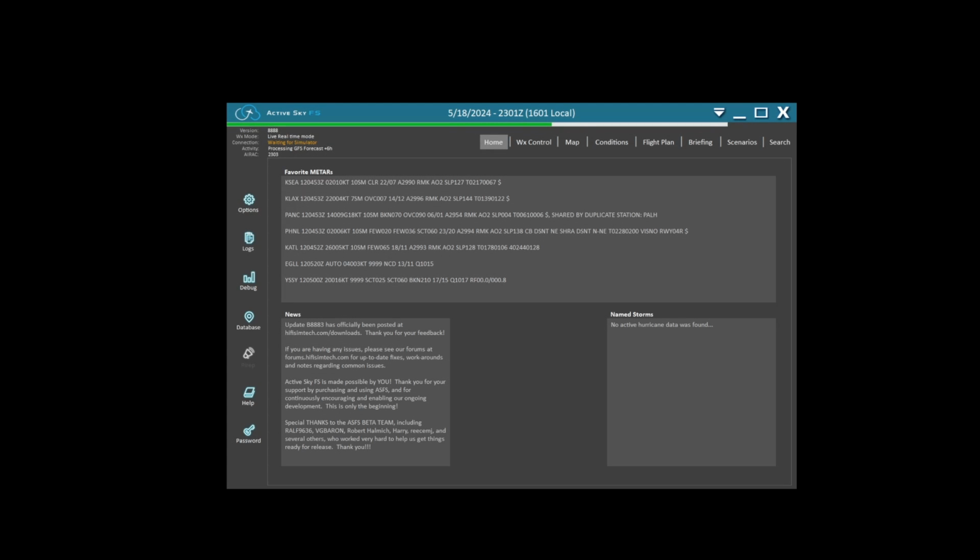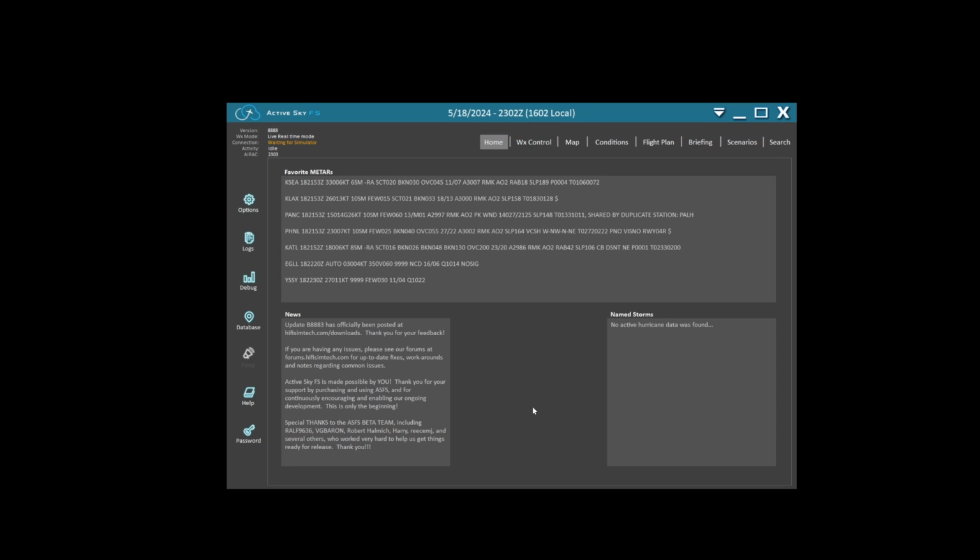All right, guys, as we have launched ActiveSky now, you can see that it's loading in the current weather system based on the current time. Let's talk about a couple of the settings that are crucial to enhancing your overall experience. Keep in mind, guys, ActiveSky for Microsoft Flight Simulator comes in at right around $30 US, if memory serves.